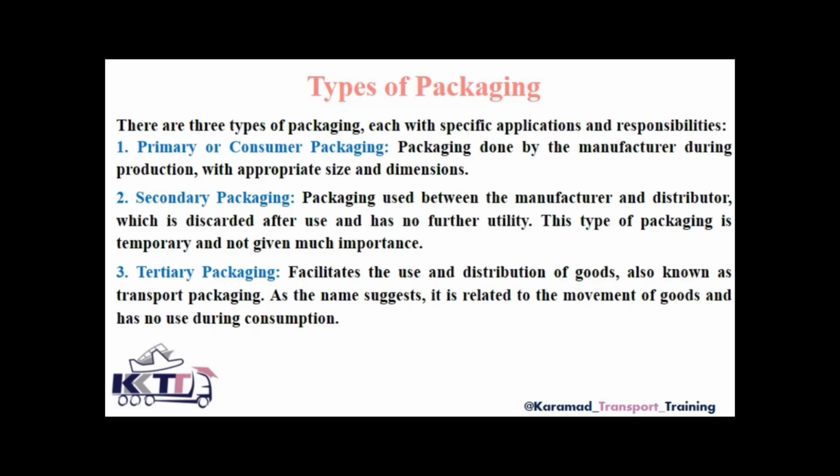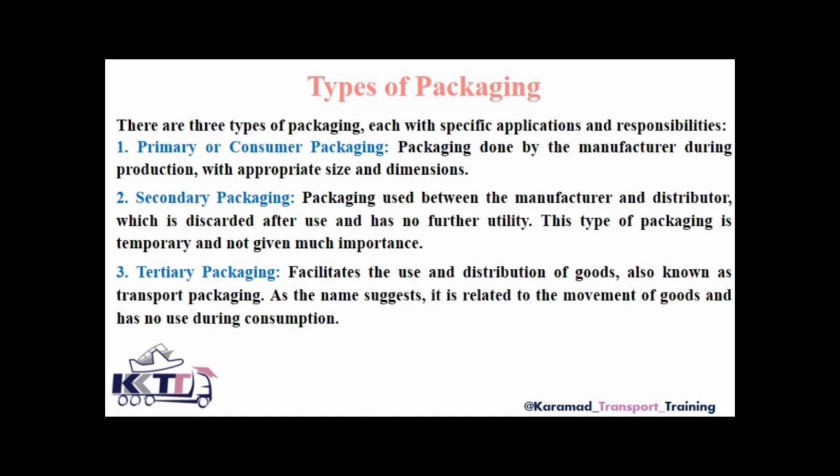The third type of packaging is for ease of use and distribution of goods, which is also called transport packaging. It is used for moving equipment and goods and has no use during consumption. If we want to give an example of this type of packaging, when we want to move these same cartons to an area, we might put all of them on a pallet and move them with that pallet. We call this packaging the third type of packaging.